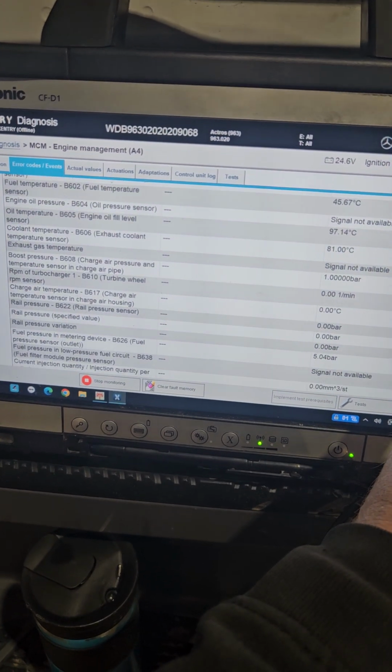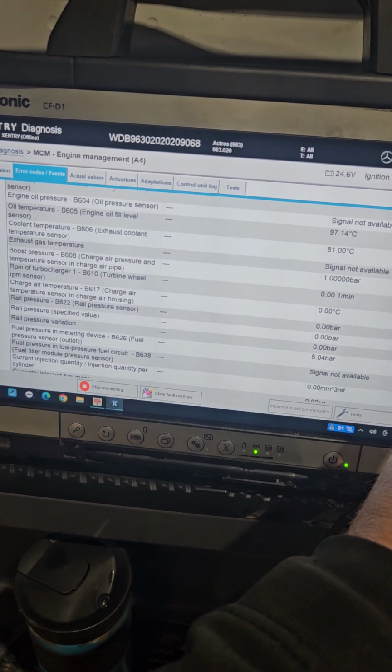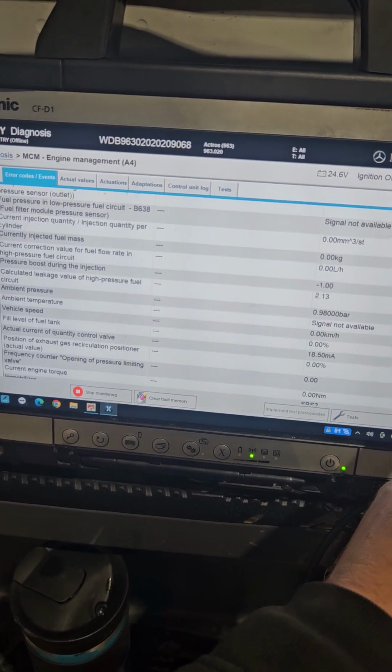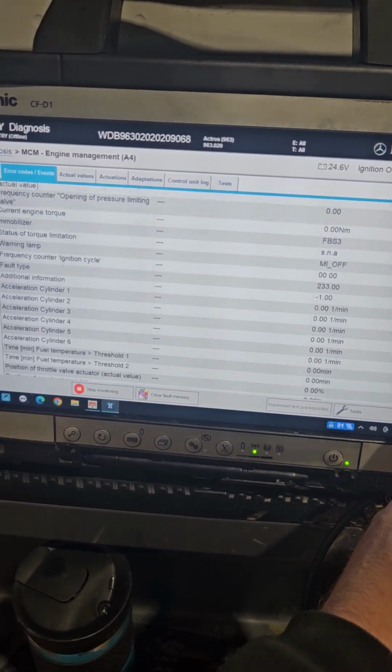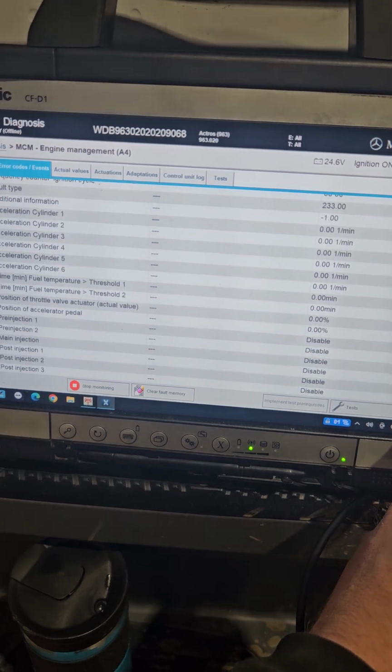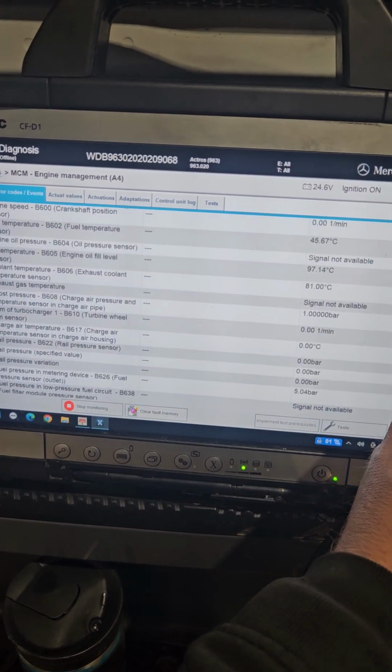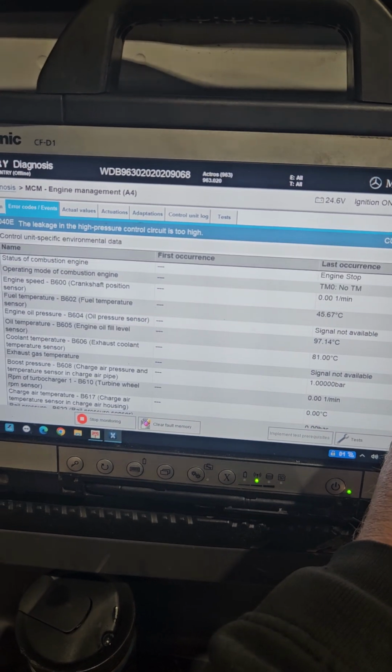Don't know if it gives me any more details in here, I've not actually looked. Not really, it says rail pressure was zero. To be fair, there's nothing much in there really I'm that bothered about. It's not like I need to see freeze frame data. It's quite clearly telling us what the issue is.